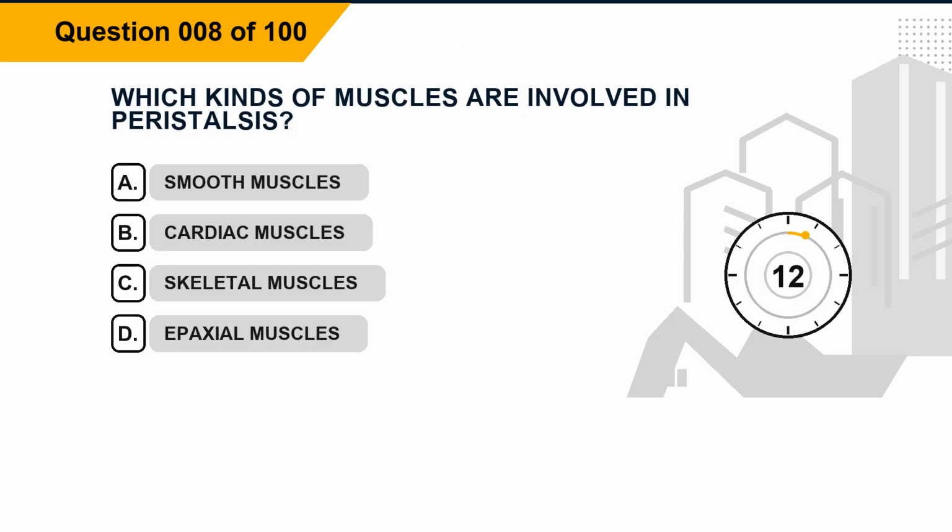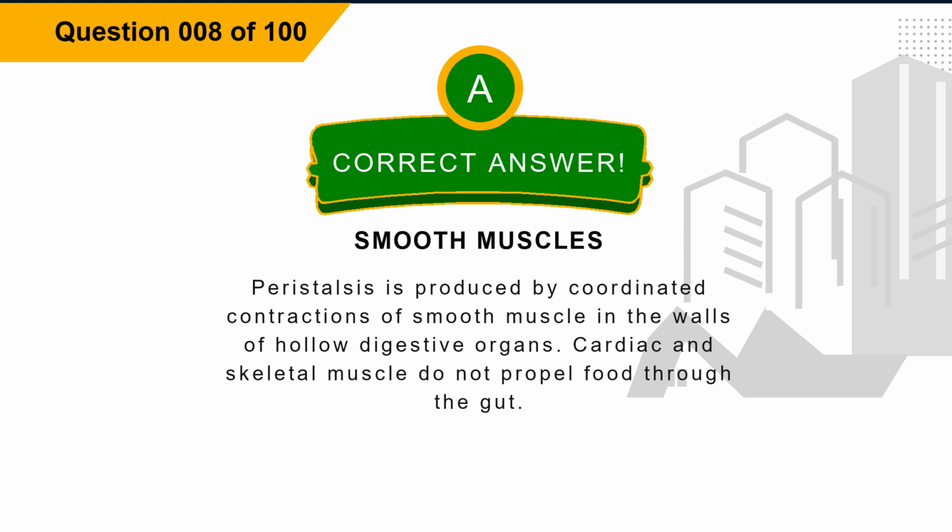Question 8. Which kinds of muscles are involved in peristalsis? Option A, smooth muscles. Option B, cardiac muscles. Option C, skeletal muscles. Option D, epaxial muscles. The correct answer is option A, smooth muscles. Explanation. Peristalsis is produced by coordinated contractions of smooth muscle in the walls of hollow digestive organs. Cardiac and skeletal muscle do not propel food through the gut.